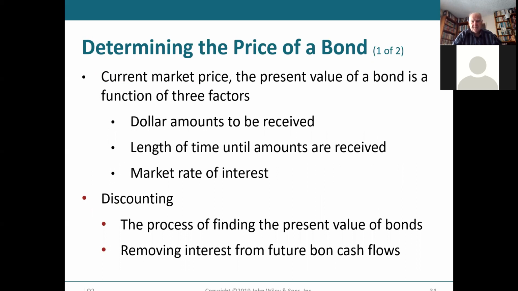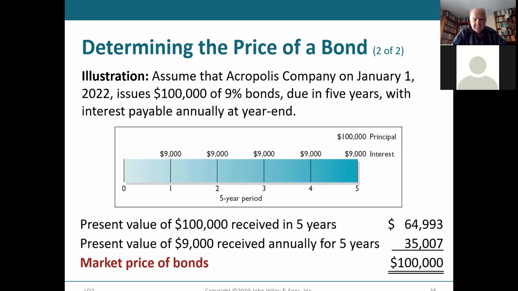Determining the price of the bond. The present value of the bond is a function of three factors: dollars to be received, length of time, and something very important and very new: market rate of interest. We're going to constantly be looking at the market rate and compare it to the stated rate on the bond. The process of finding the present value of the bond is called discounting, and we're going to remove interest from future bond cash flows.